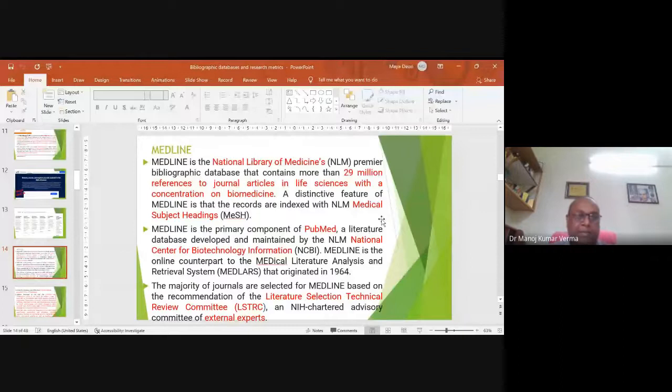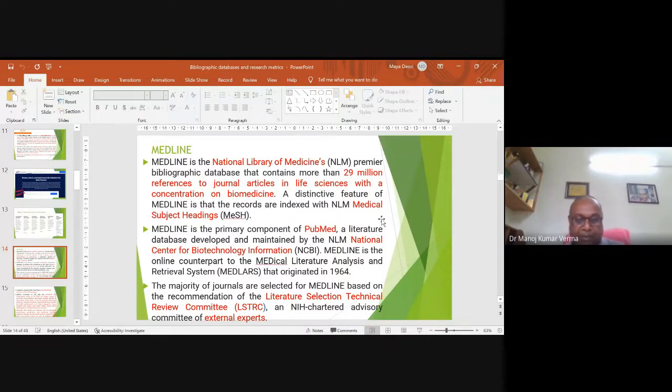Medline is the primary component of PubMed, a literature database developed and maintained by the NLM, National Library of Medicine, National Center for Biotechnology Information. Medline is the online counterpart of the Medical Literature Analysis and Retrieval System, organized in 1964.